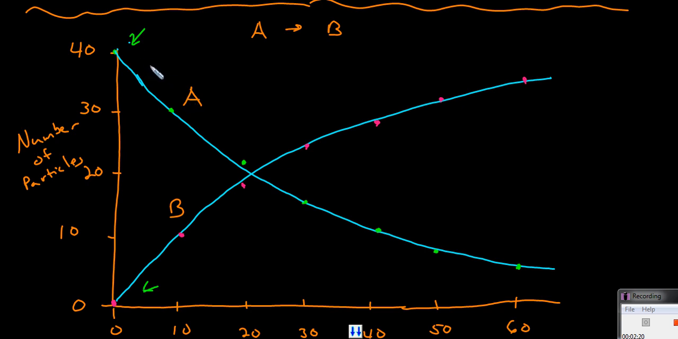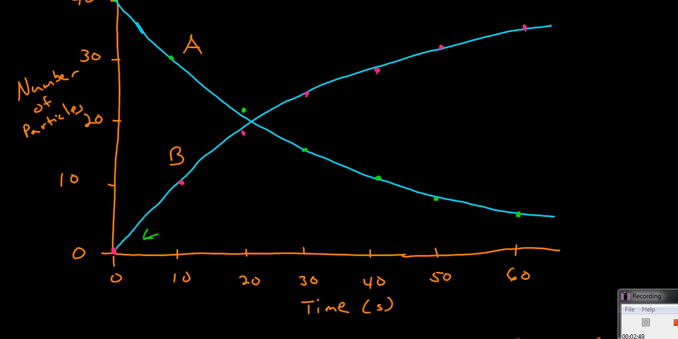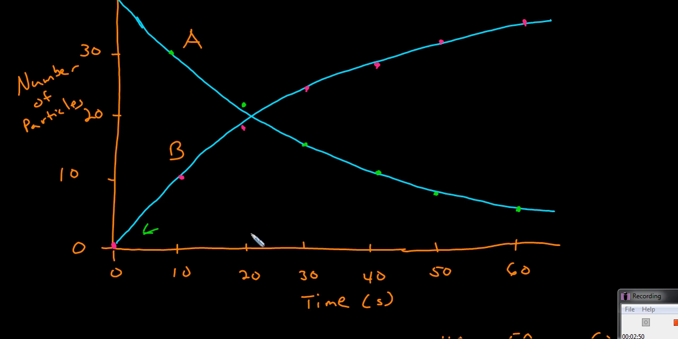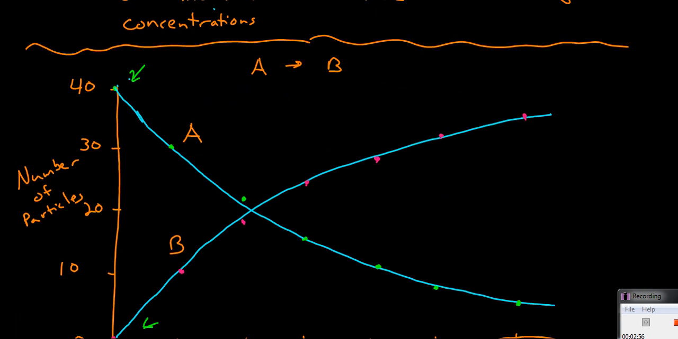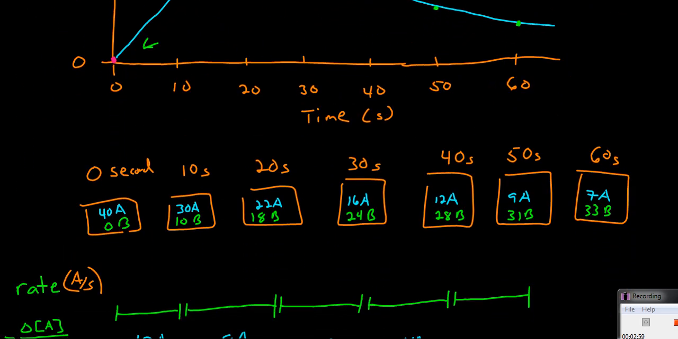Now, this rate of reaction can be defined as the slope here, or the change in the number of particles versus the change in time. So rise over run. Demonstrating all this, instead of with the graph, just by talking about the number of certain particles, we might say that at the first moment we have 40 A's and 0 B's, and at the second moment, maybe 10 seconds later, we have 30 A's and 10 B's. And then 20 seconds in, we have 22 A's and 18 B's.